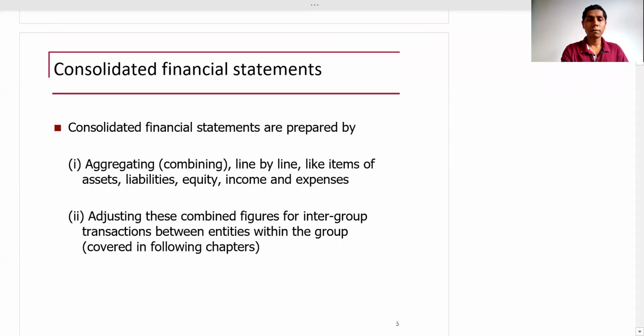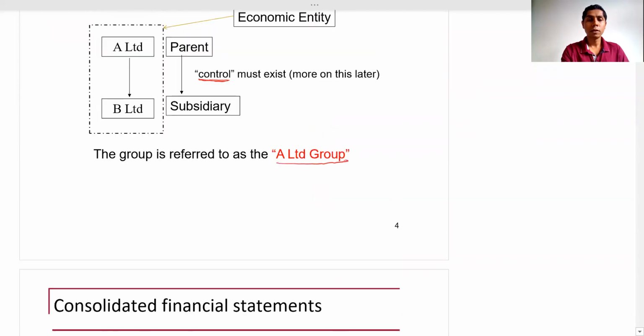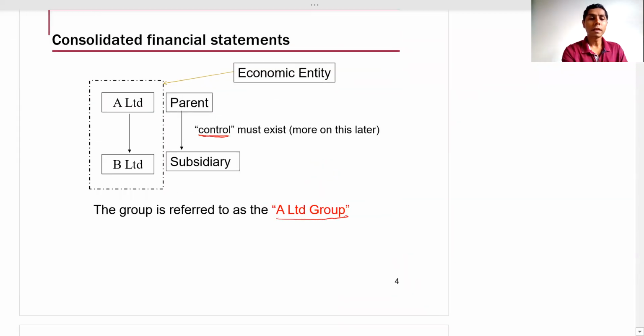Now, one thing that you need to remember, A Limited requires to prepare its own financial statements. Similarly, B Limited requires to prepare its own financial statements. These financial statements are called individual or separate financial statements. But for the group, we treat this group as a single economic entity. So we have to prepare another set of financial statements for the group.